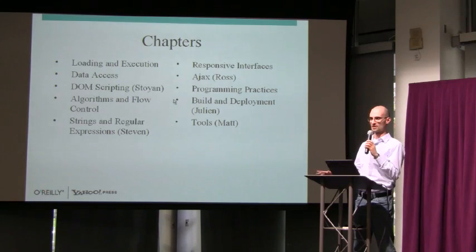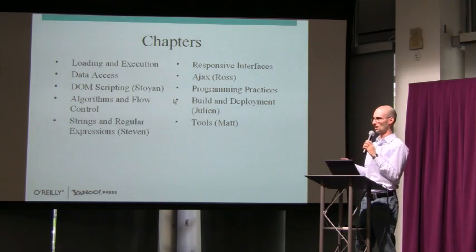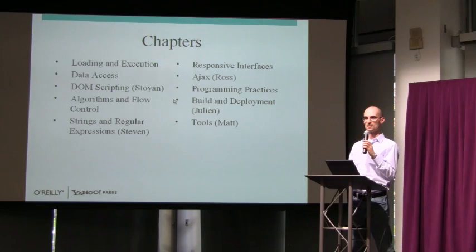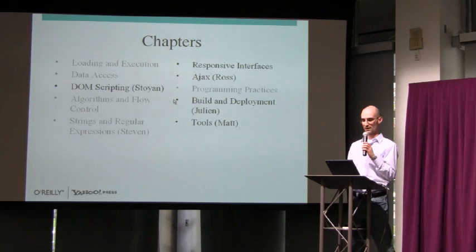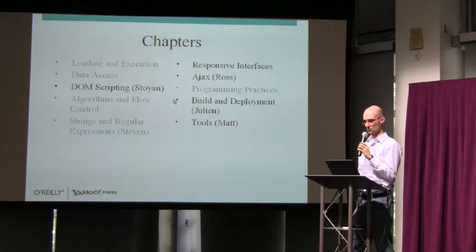And so these are the topics. I'm not going to do the annoying thing and read all the bullet points off of it. But some of the chapters written by me, various chapters written by other people, and we're just going to focus on a few of those tonight. So we'll start off with Stoyan, who's going to talk about DOM scripting. And then I'll talk about responsive interfaces, how to keep the browser nice and quick. And then Ross is going to talk a little bit about AJAX. And we'll have Julien talking about build and deployment. And then we'll have Matt talking about tools.